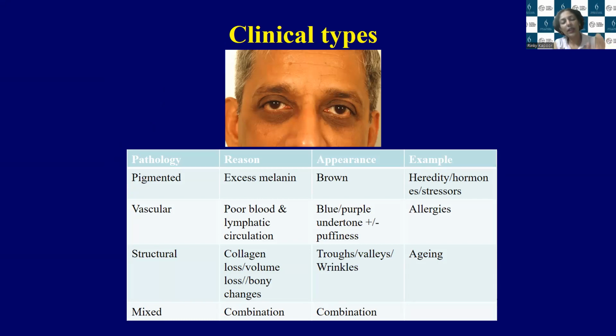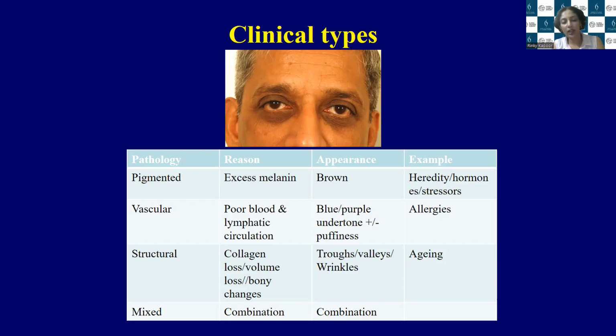A very common type is the pigmented variety, which is because of excessive melanin in the skin and they look brownish, and is because of heredity and hormonal reasons, etc. Then you have the vascular variety where poor blood circulation is the cause. It's generally seen in people who have sinus problems, who have allergies, etc. And they have a lot of congestion in the upper part of the face. And these generally look bluish purple in appearance with some amount of puffiness under the eyes.